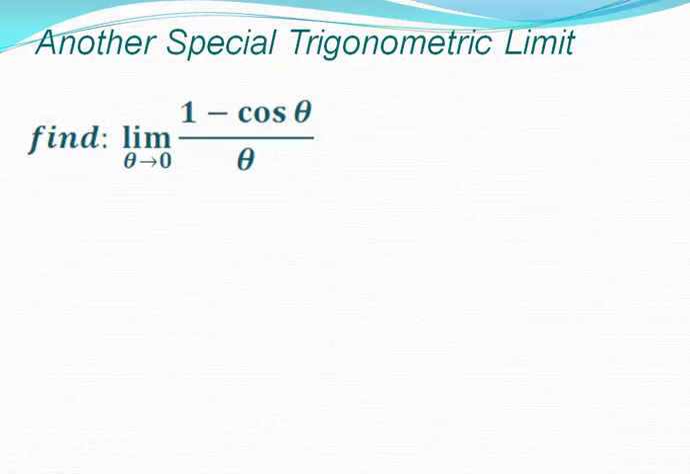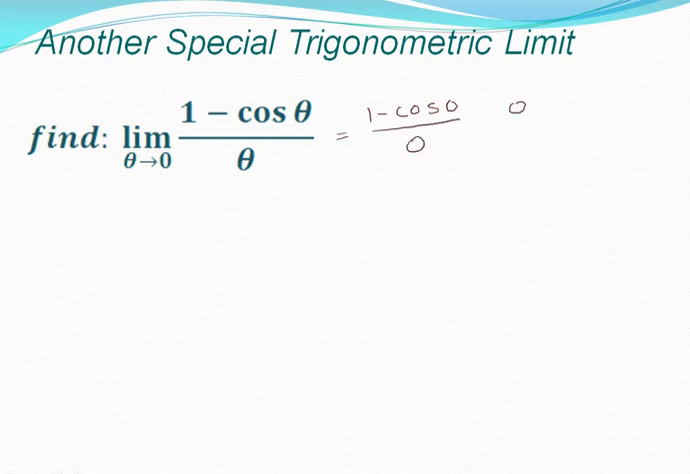Now for the second trigonometric limit that we need to learn. We have the limit as theta approaches 0 of 1 minus cosine theta over theta. And again, if we plug this in, we get 1 minus cosine of 0, which we know is 1. So that's 0, over plugging in 0 for theta, over 0. This is a problem, again, because it's indeterminate. We are not allowed to determine anything from taking the analytical perspective.